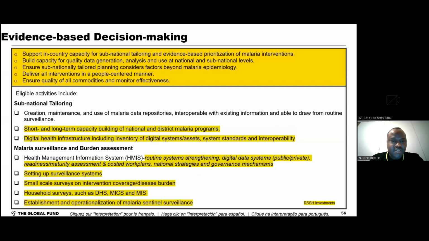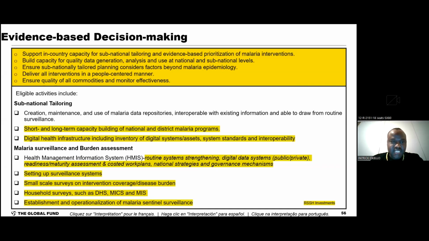So just speaking to each of them specifically, for decision making, we hope that the resources can go into supporting all of you to build very good malaria data repositories, which are interoperable with existing information systems, and that using that information, you're able to do subnational tailoring and generate the data necessary to help us to place the right interventions in the right place subnationally.